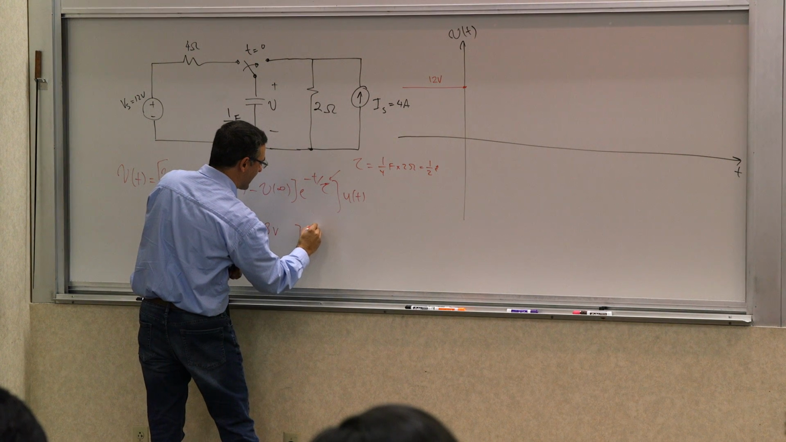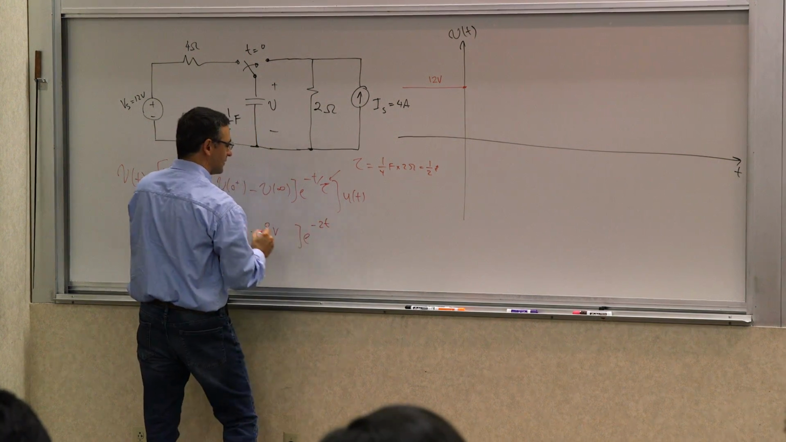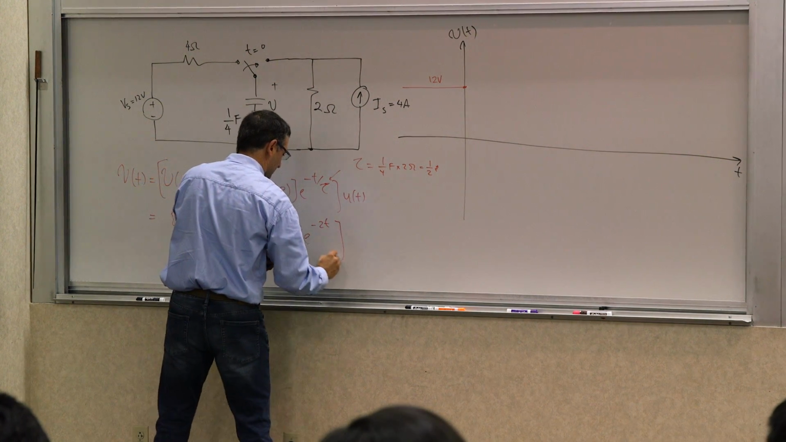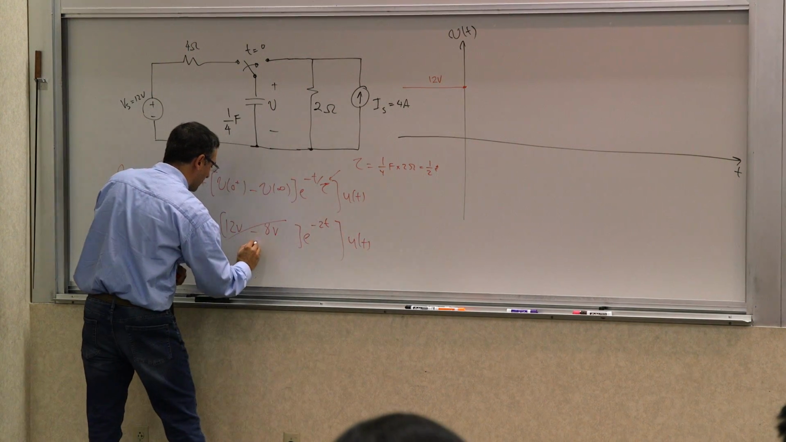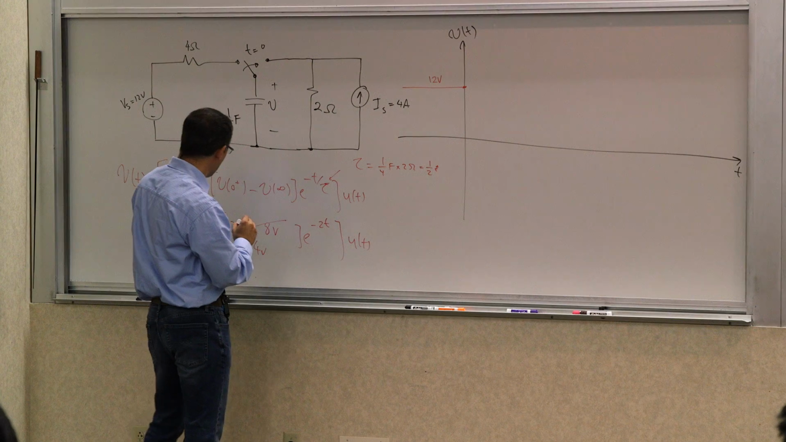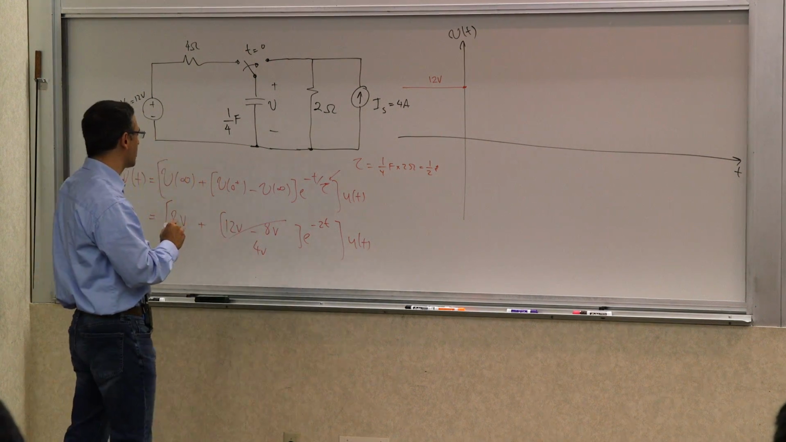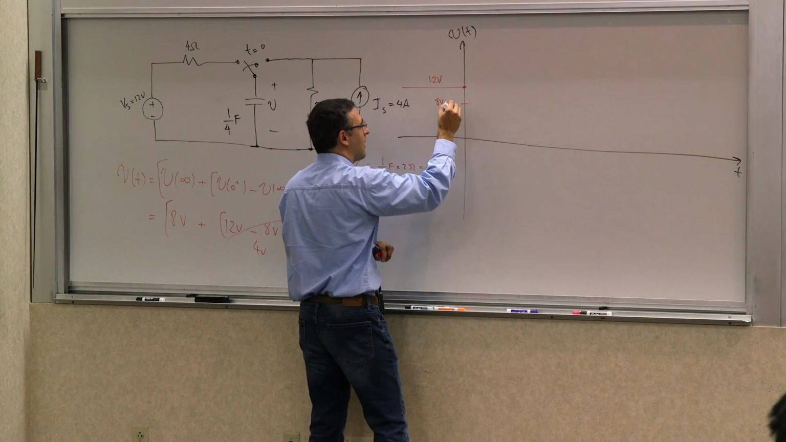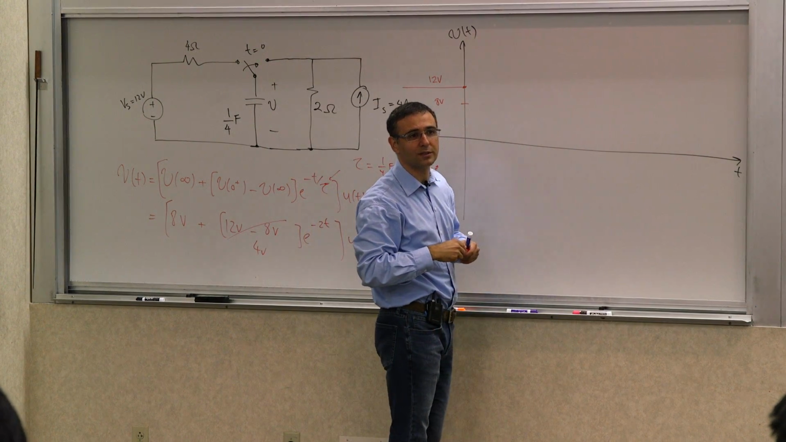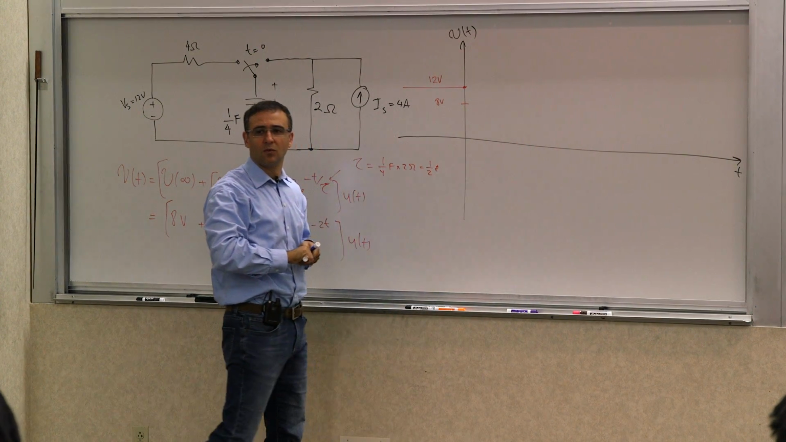So this becomes negative 2 times t, u of t, which you can write as 4 volts essentially here. So it is going to go from what to what? It's going to go from 12 to 8. So I say this is 8 volts with a time constant of what? Half a second.